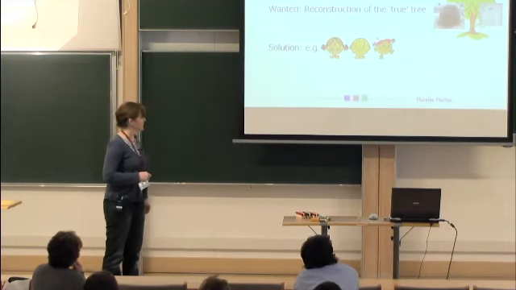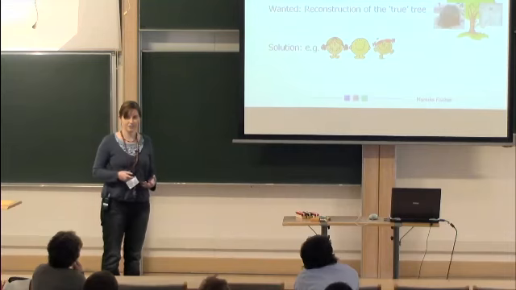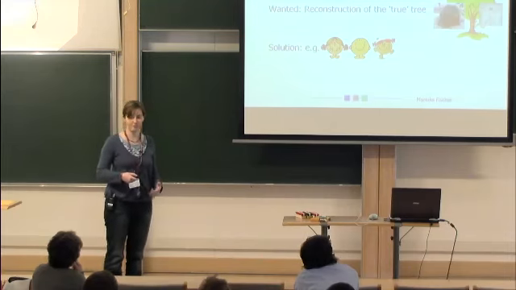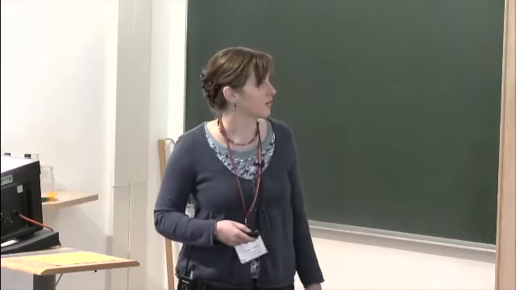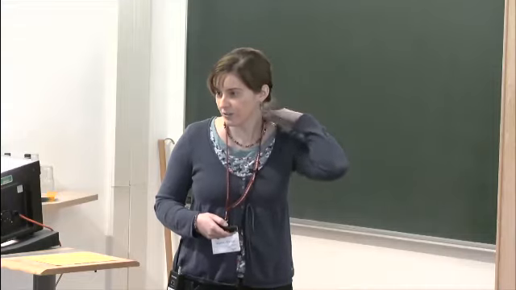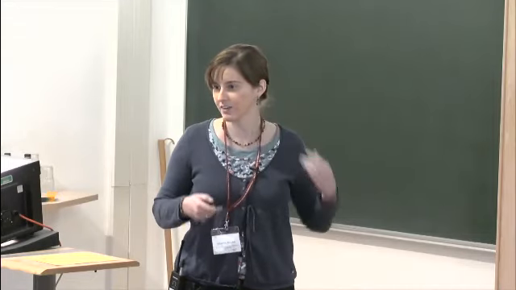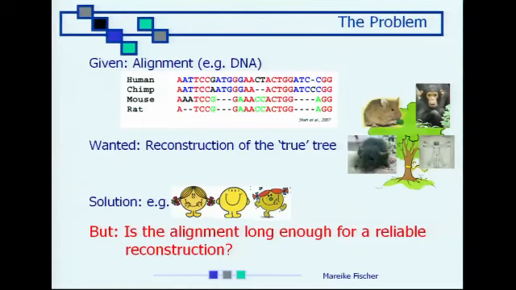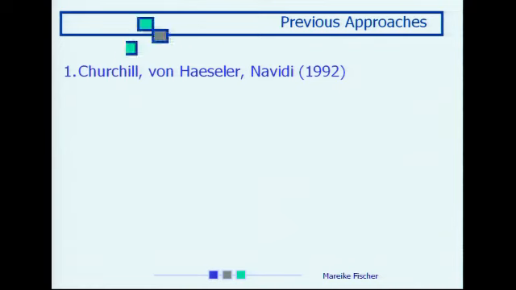But the problem is, is it really just due to the method that we maybe get something we were not expecting, or do we maybe not have enough data? So I think if you hear biologists talking at phylogenetics conferences, you always hear the sentence at some stage, we need more data. So the question is, is our alignment long enough for reliable reconstruction? Okay, how much data do we need?